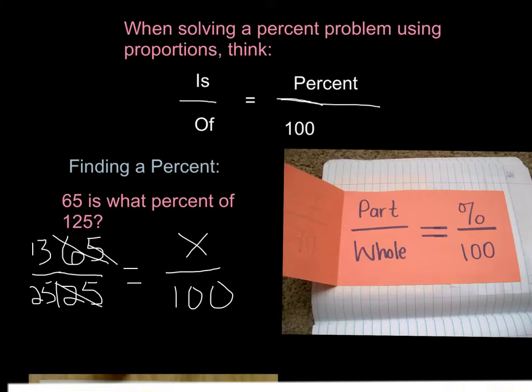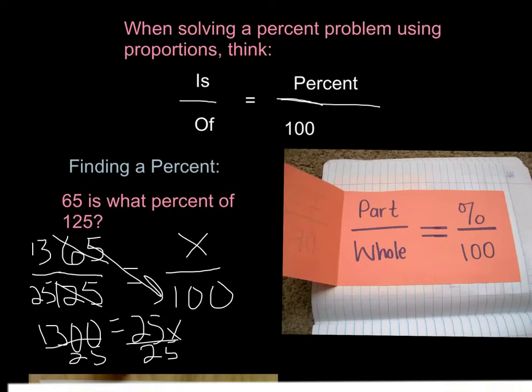Now I use my cross products and I get 1,300 equals 25x. Now to solve this equation, I need to divide both sides by 25. When I do this, I get 52%. Therefore, 65 is 52% of 125. Please take a moment to pause this video and record this example in your notes.